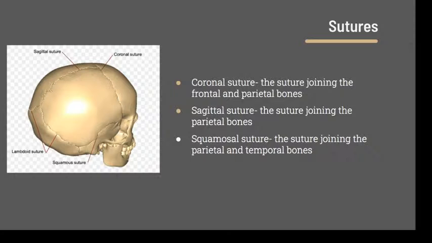The temporal bones have a complex shape with several distinct anatomical features: the mastoid process, styloid process, tympanic process, and the zygomatic process.